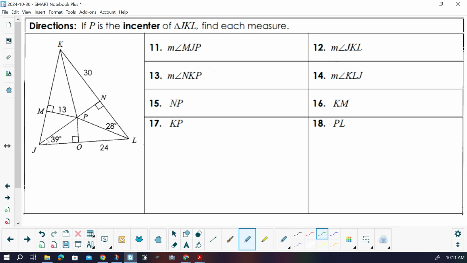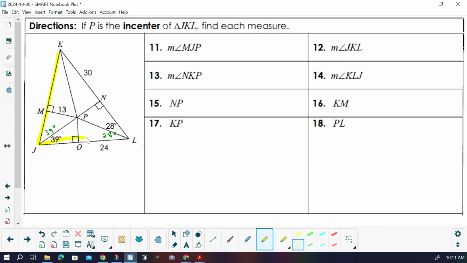This angle right here is 39 degrees, and since an incenter is angle bisectors, that means this is also 39 degrees. If this is 28, that means this one next to it here is also 28. Now, as soon as I see that I've got two angles of this bigger triangle, I'm just going to highlight it real quick.